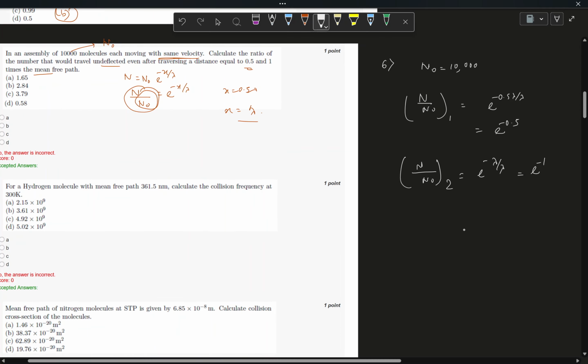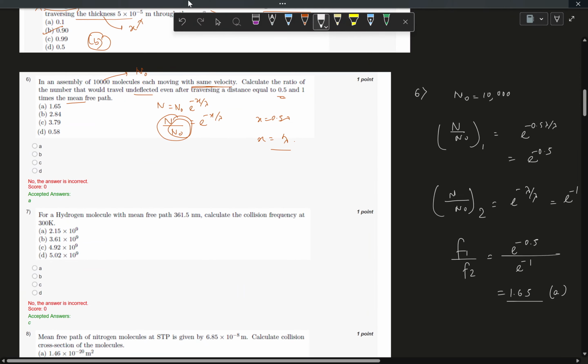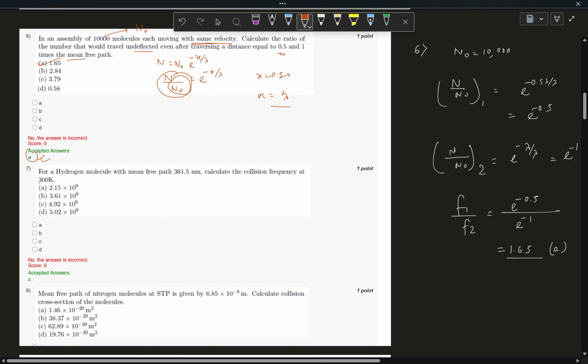So the ratio of both of them will be like this. Fractional ratio is f1 by f2 equal to e to the power of minus 0.5 by e to the power of minus 1. If you take the ratio, you will get 1.65 as your answer, which is your option number A. So let us mark it. So yeah, option number A is correct from here. Right, so question number 6 is also done.